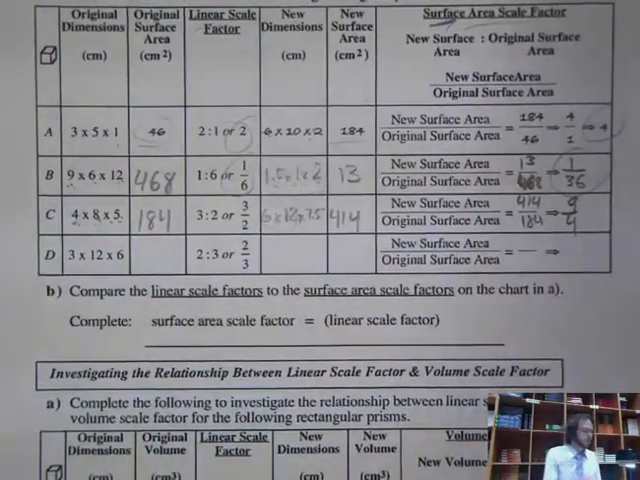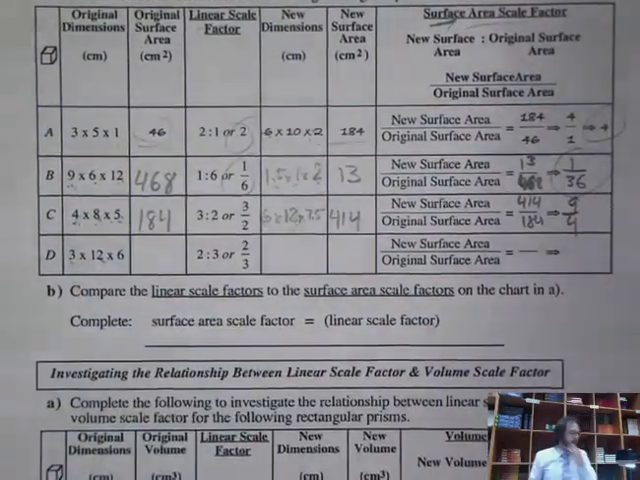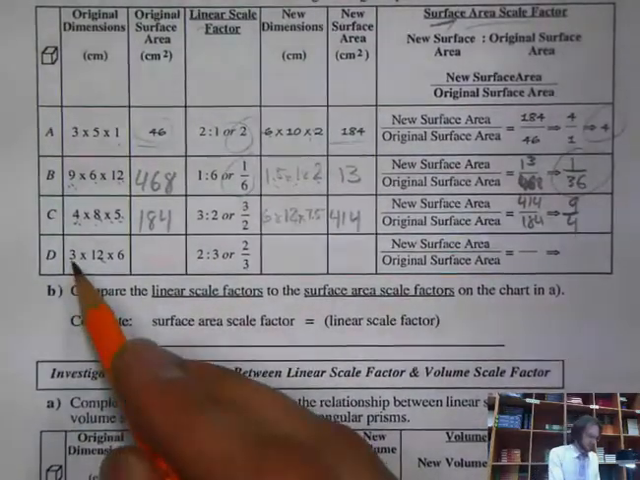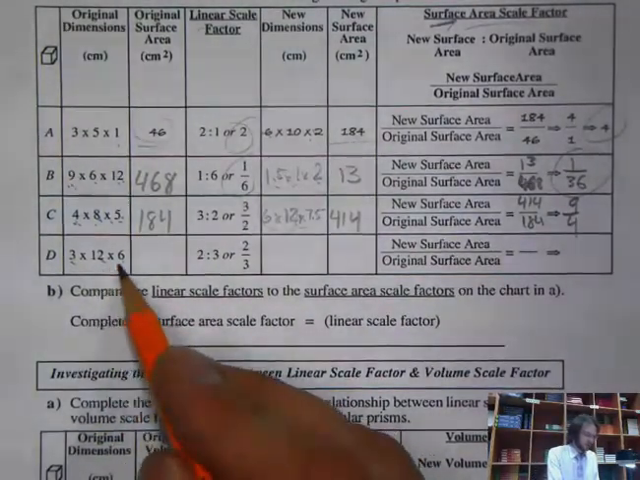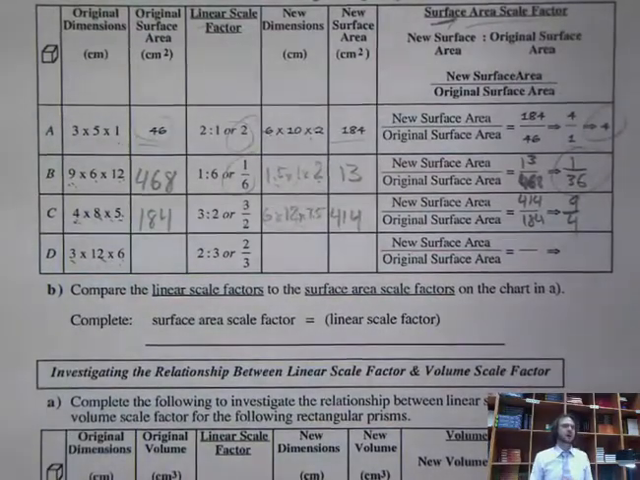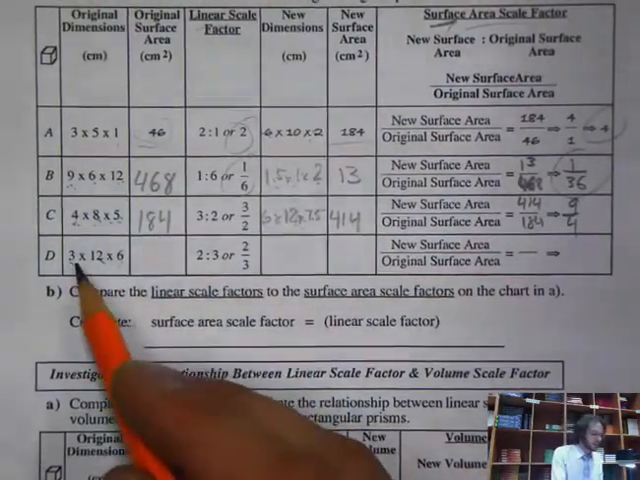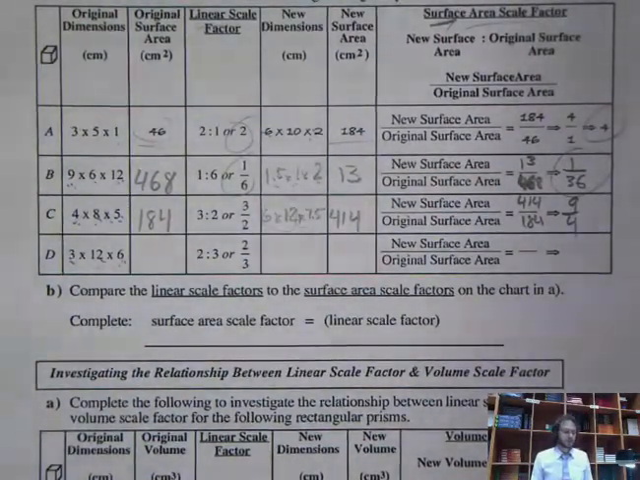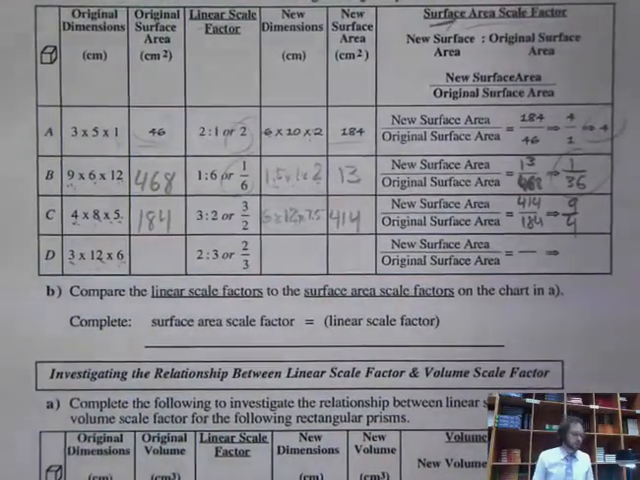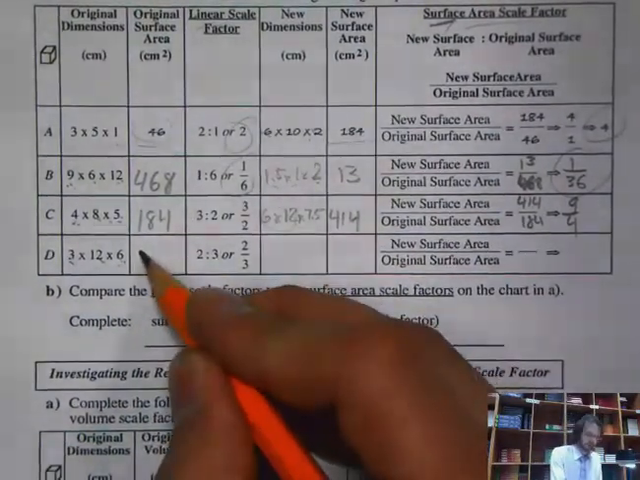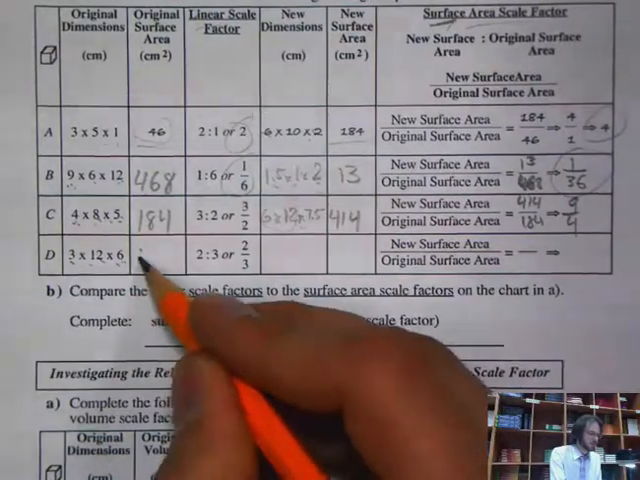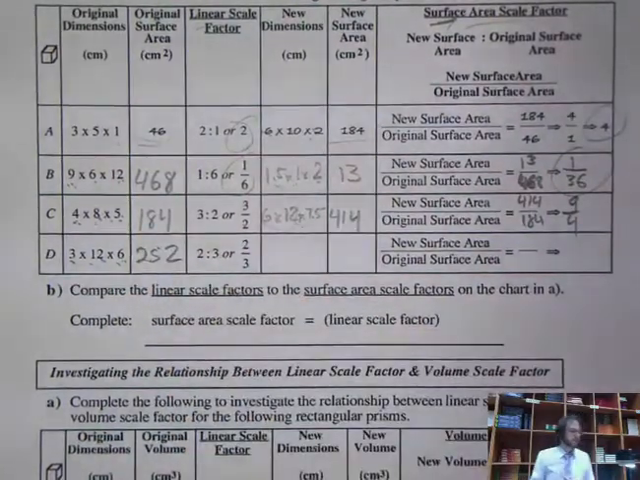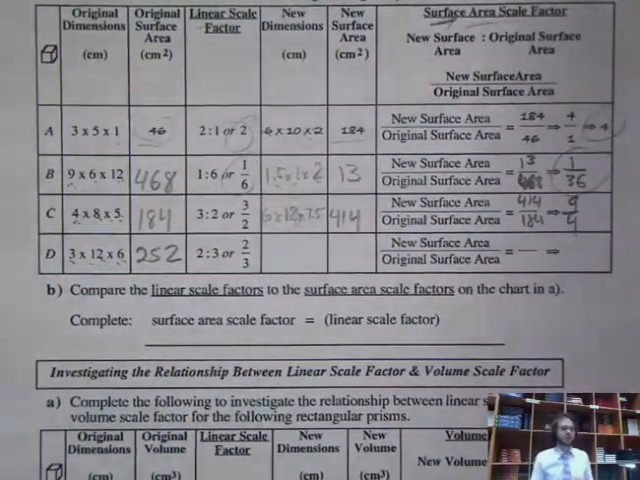Let's try the next one. 3 times 12 is 36, plus 12 times 6 is 72, which gives me 108. And then I have 3 times 6 is 36. Oh, I've been forgetting to multiply by 2. So we go over that again. That's going to give me 252. We should just multiply that number by 2. We have 2 of everything.